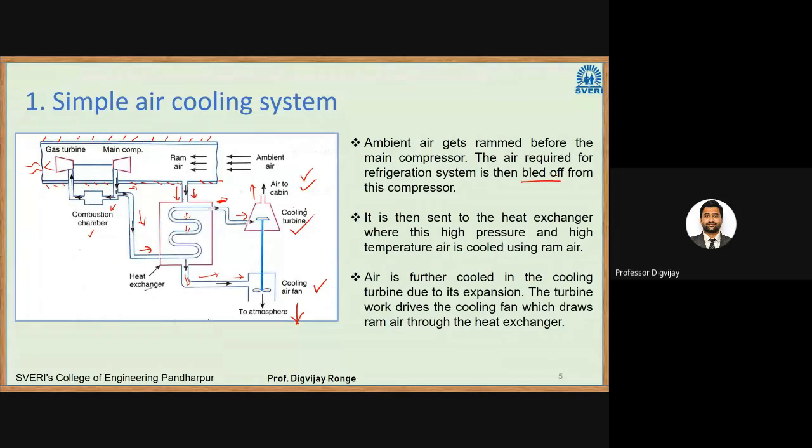Yes, so we were in the simple air cooling system. In this system, what happens? The cooled ram air's function is to lower the temperature of the compressed air, and that compressed air we are using for cooling purposes inside the aircraft. And that ram air is again sent back to the atmosphere. The cooled air from the turbine is then sent to the aircraft cabin.